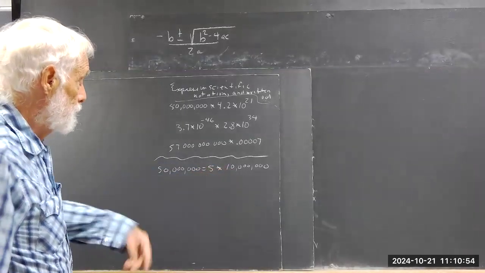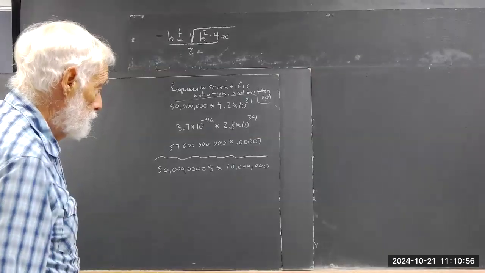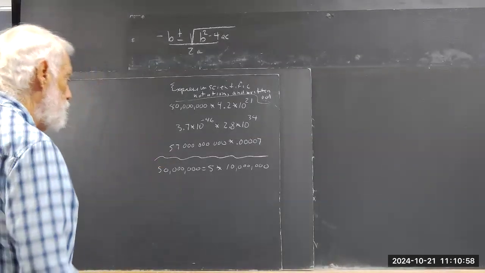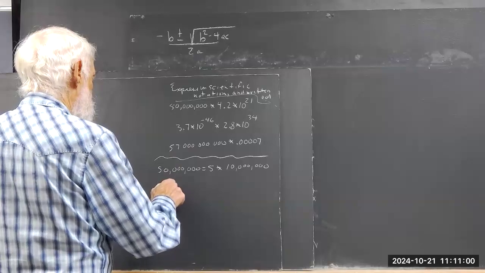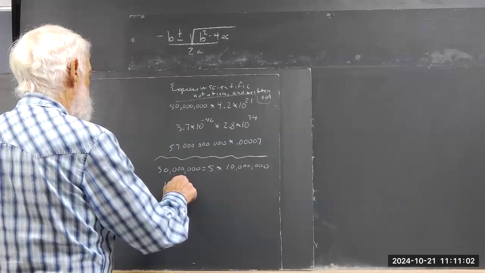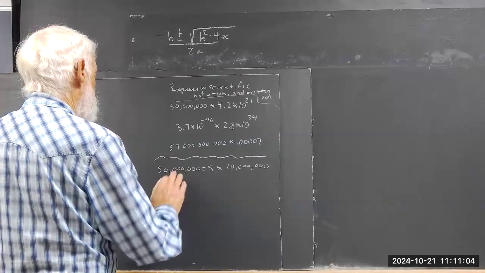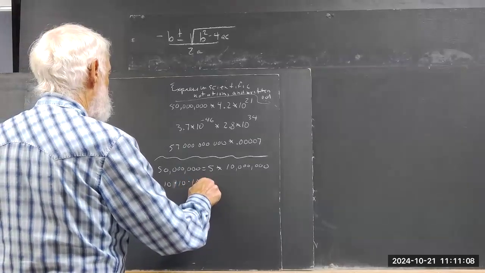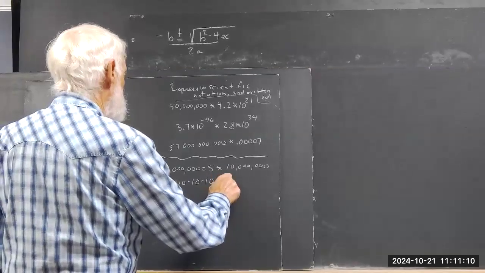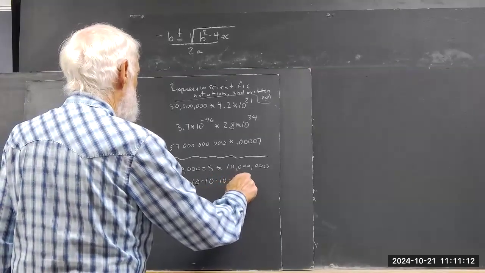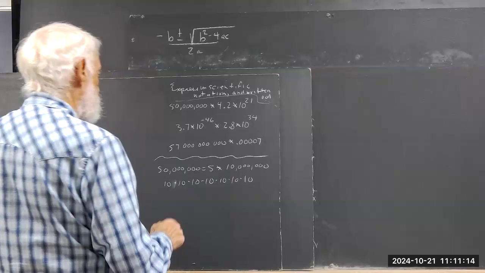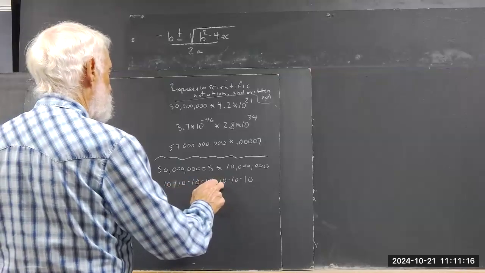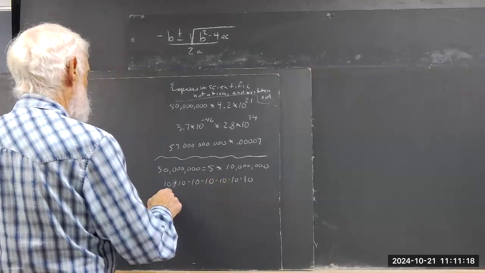Now, how many tens do we have to multiply out to get 10 million? Well, you count zeros and see. Let's make sure we understand. So, that's 1, 2, 3, 4, 5, 6, 7 tens multiplied together.